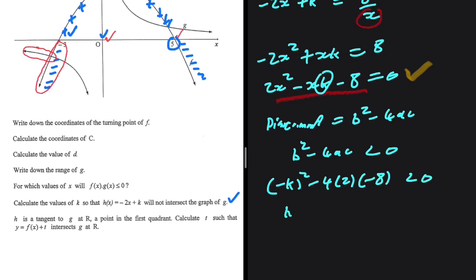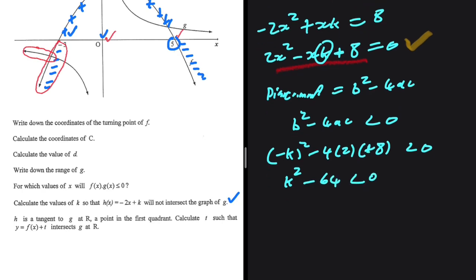So minus k squared, that will be k squared. There's a mistake I'm making. I'm only realizing it now. This is supposed to be plus 8 and not minus 8. When I take 8 to the left-hand side, it is going to be minus 8. And then when I multiply out by minus 1, then it will be plus 8. So this is actually plus 8 and not minus 8. Right, so we're going to have k squared minus 64 being less than 0. If we take 64 to the other side, we're going to have k squared being less than 64.